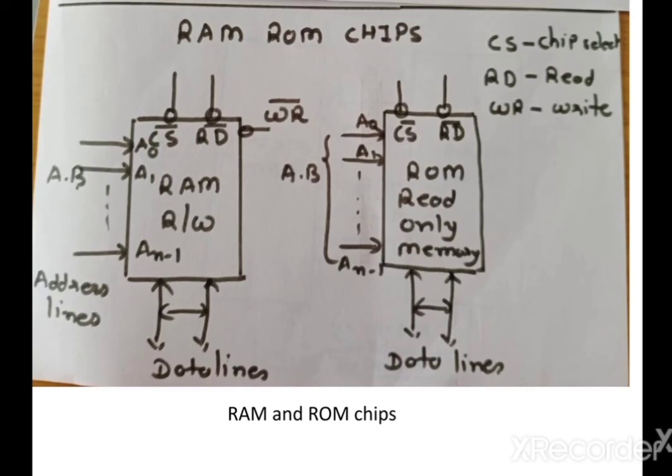Then the next chip is ROM, read only memory. In this ROM, the only difference from RAM is that the write signal is not present, because this IC is only used for read purpose. That's why in this chip only the read signal is present, and the write signal is not available in the ROM IC.